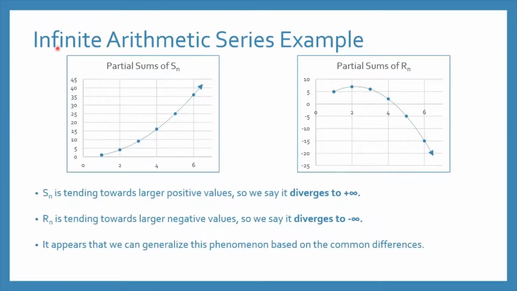So to look back at these partial sums we already found, we'll find that S of n is tending towards larger positive values, so we would say that it diverges to positive infinity, whereas R sub n is tending towards larger negative values, so we would say that it diverges to negative infinity. Based on the fact that the positive common difference had to do with positive infinity divergence and the negative common difference had to do with negative infinity divergence, it would appear that we can generalize this phenomenon based on the common differences.